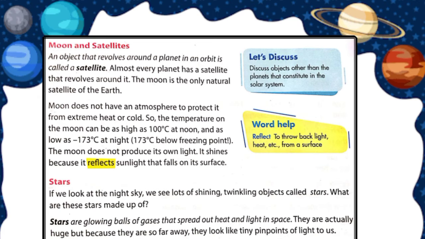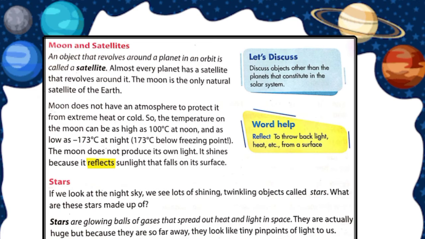So, an object that revolves around a planet in an orbit is called a satellite.